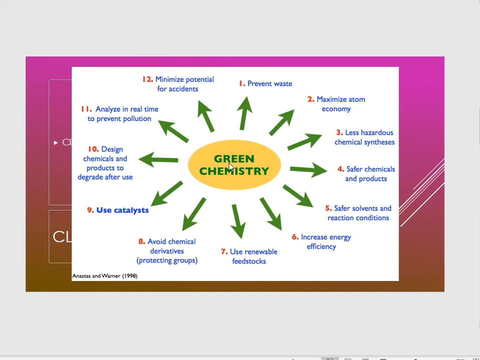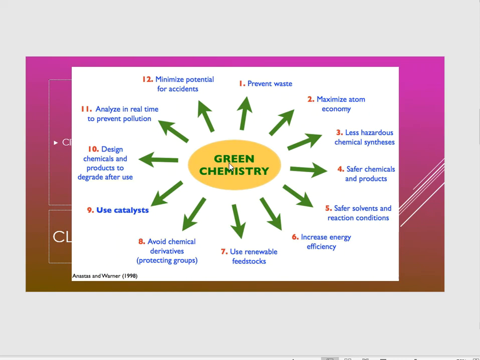Number 3, less hazardous chemical synthesis. As a lab employee, that's very good for me, because if I'm working with reagents that are hazardous, then I don't really want to expose myself to them for long periods of time. I don't want them to get on my skin. I don't want to breathe them in. Anything could happen as far as a lab employee is concerned. So if I take these reagents out of the picture, and I substitute those for more environmentally friendly reagents, then all of a sudden there's less hazard that's associated with me as a laboratory worker.